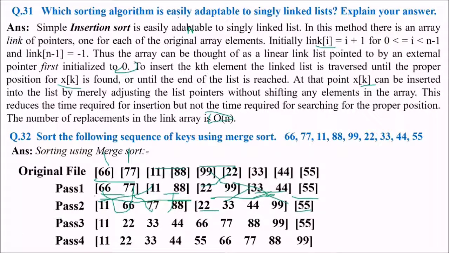Then we combine these two lists that we need to sort. We combine them and they will be sorted like this, and 55. Then we combine these two lists in the end. 55 will gain its position here. Now this is sorting using merge sort.